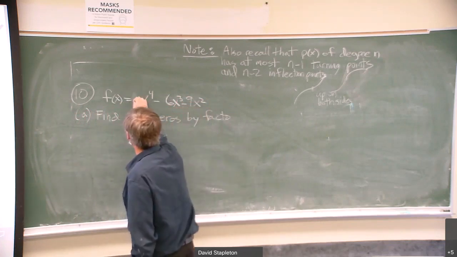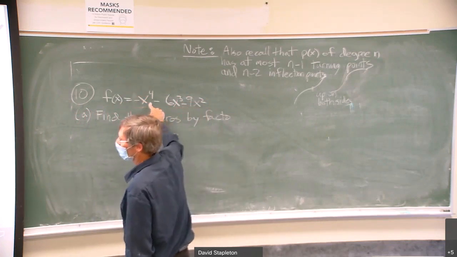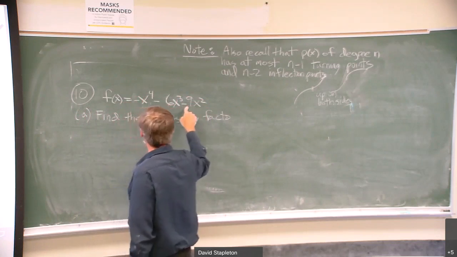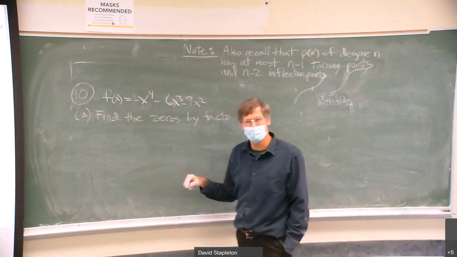My minus here is minus x to the fourth. I said it, I didn't write it. Minus x to the fourth, minus 6x cubed, minus 9x squared. Weird how the brain will say one thing and do the other.